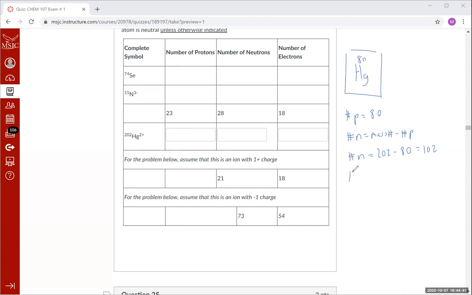Now for our number of electrons. Our number of electrons is equal to the number of protons minus the charge. So in this case, we have 80 protons minus 2, which gives us 78. We'd fill in the following numbers into the blank. Does that make sense? Any questions on this example?